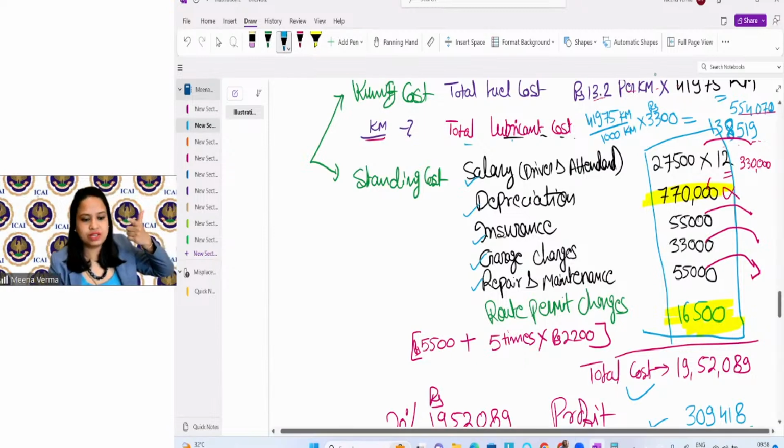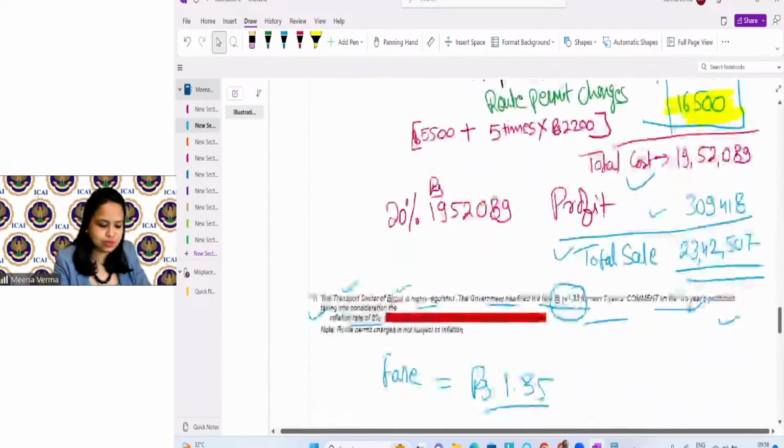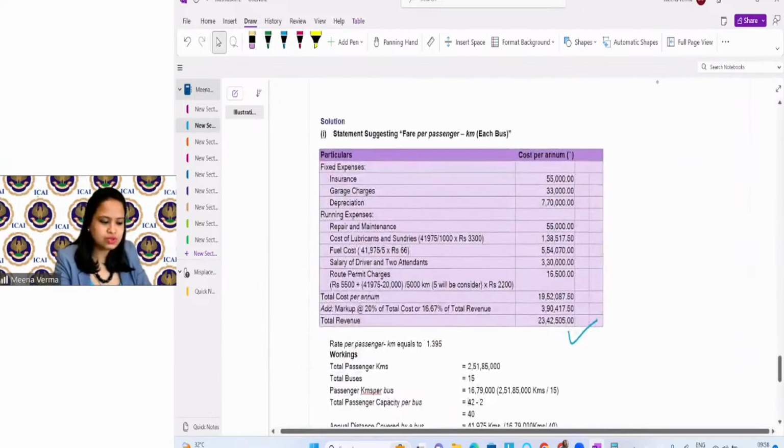Otherwise, everything will increase. Fuel costs will increase by 8%. Lubricant costs will increase by 8% for the next 2 years. Let me show you directly because just 2 minutes are left. Okay, so what will happen?